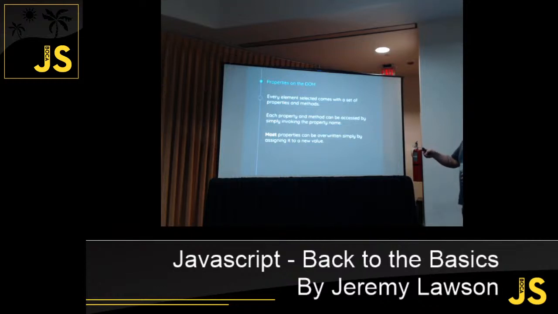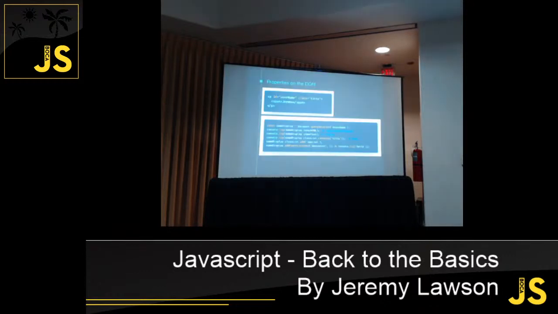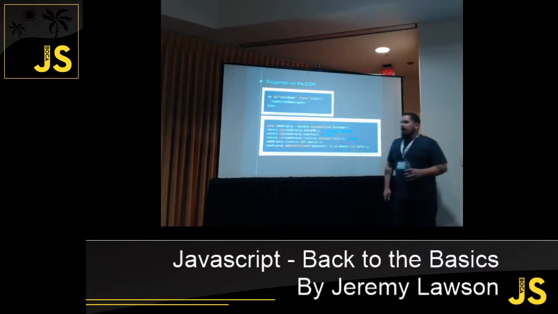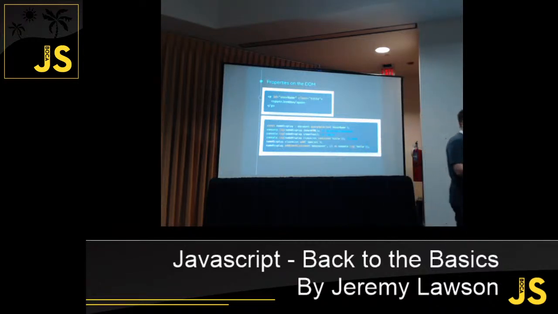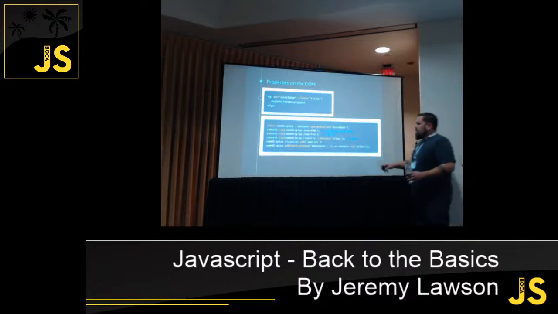Each property method can be accessed by simply invoking the property name, and most properties can be overwritten. So here's my example of HTML. Document.querySelector. I'm caching it because I don't want to look it up every single time I do something. Notice I'm just calling .innerHTML or .innerText. They're distinctly different. They do different things. I want the HTML that's inside this element, or I just want the text regardless of the markup, right? So there's needs for that.